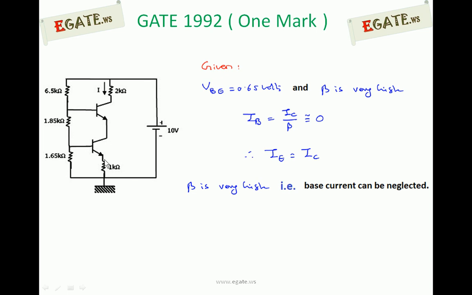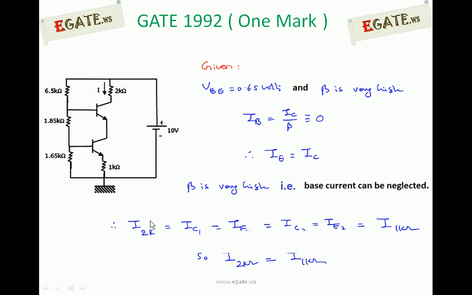Since beta of this transistor is also high, the same I also flows through the emitter of the second transistor, so I also flows through this 1 kilo ohm. So the current flowing through 2 kilo ohms is the same as the current flowing through 1 kilo ohm. If you calculate the current flowing through 1 kilo ohm, that itself is sufficient, which is the answer for the current flowing through 2 kilo ohms. This is the conclusion you can get.